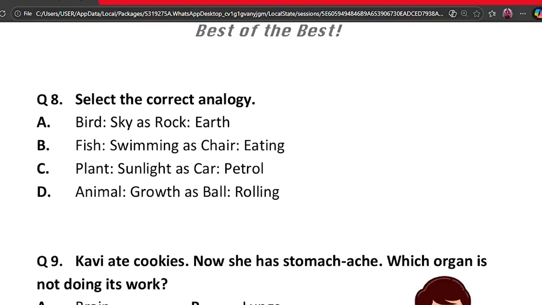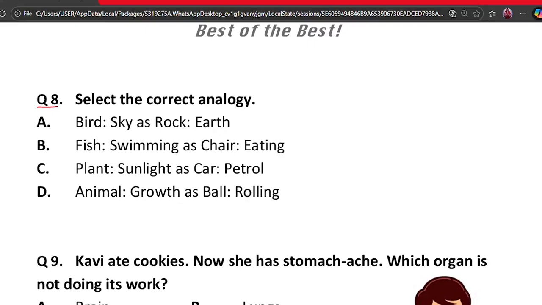The next question is question number 8. Select the correct analogy. A. Bird is to sky as rock is to earth. B. Fish is to swimming as chair is to eating. C. Plant is to sunlight as car is to petrol. And D. Animal is to growth as ball is to rolling.